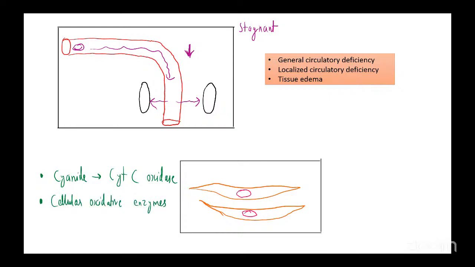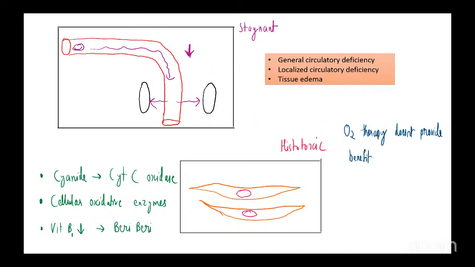Any deficiencies or anything that blocks the cellular oxidative enzymes like this, or even a vitamin B1 deficiency resulting in beriberi, can by itself result in hypoxic hypoxia. So how can you treat this? Generally, for most of the other types, giving oxygen is one of the things. Hypoxic hypoxia, definitely oxygen, unless there is respiratory obstruction, which you have to open up. Otherwise, mostly oxygen will help.